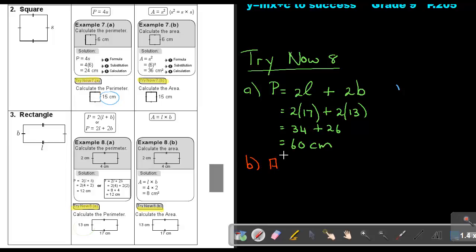And if I look at number B, calculate the area. So the area of a rectangle, it's always good to write it down. You could also write it there and fill it in there. And that is length times breadth, which is going to be 17 times 13. And that's going to give me an answer of 221. And this is going to be centimeters square.